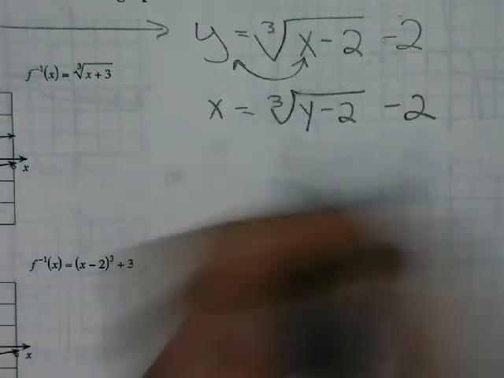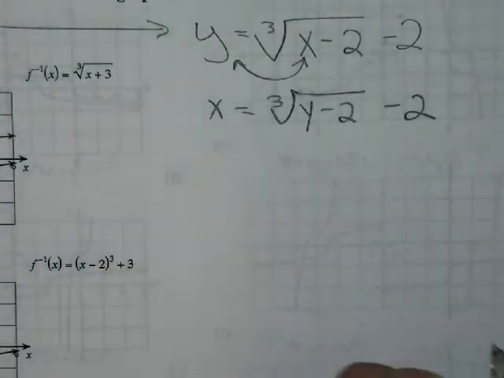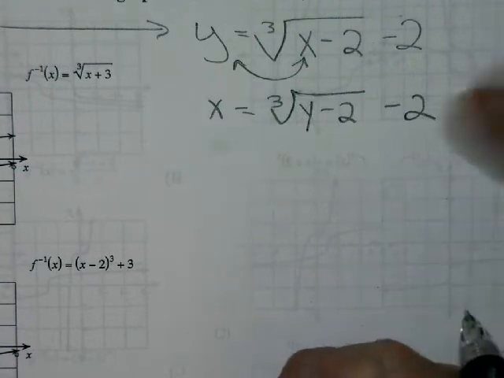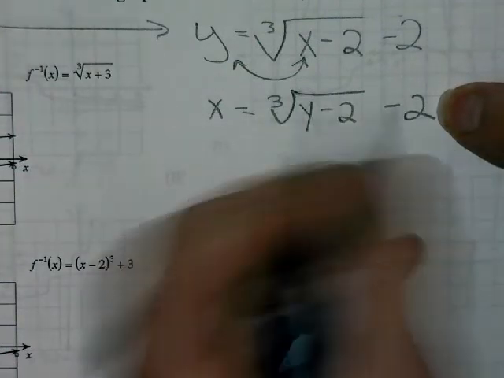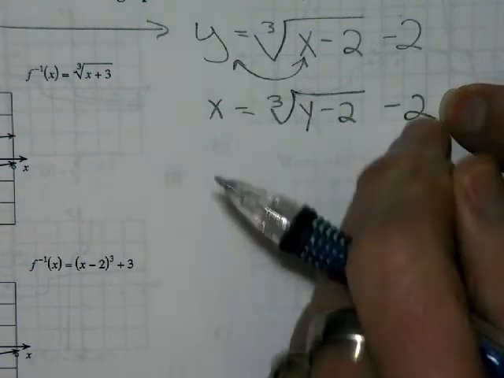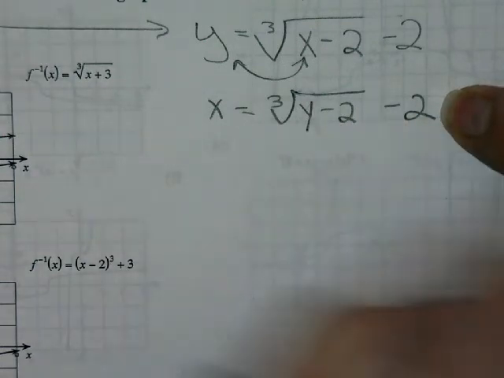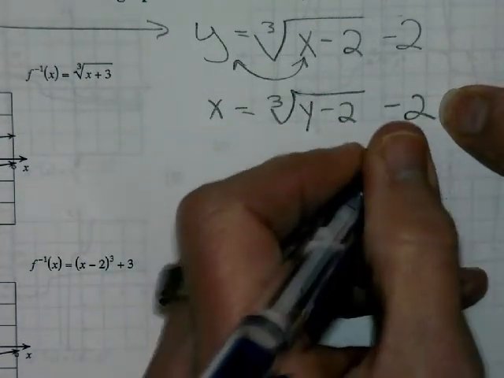So to untangle this algebraic expression, you've got to remove the 2 that's being subtracted first, because if you cube both sides before you add 2, then you got a pretty messy expression.